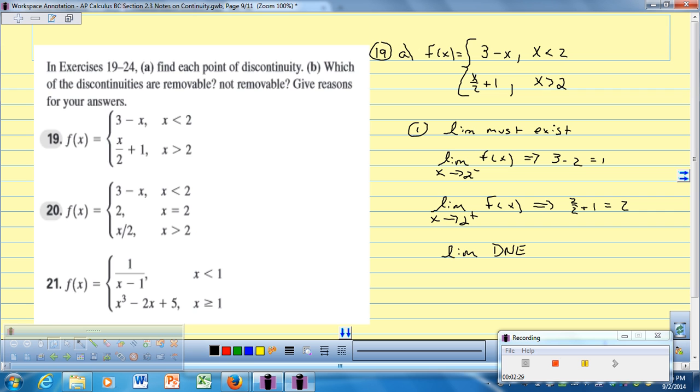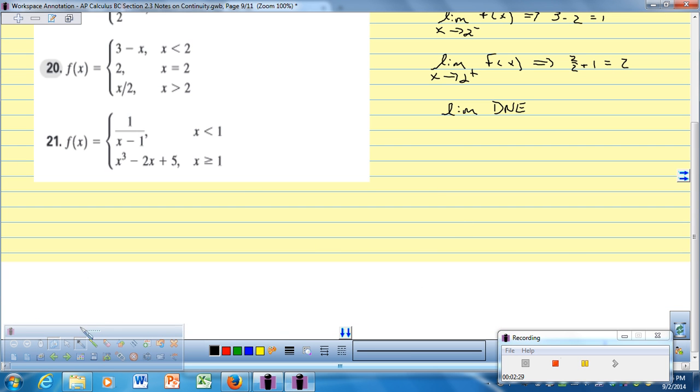So our function is not continuous at this point because we would have to have the limit exist, the function exist, and they'd have to be equal. So it fails on the first criteria. So now we need to determine what kind of discontinuity we have. Well, let's think graphically what we are dealing with here.